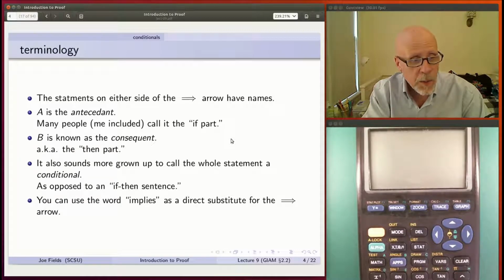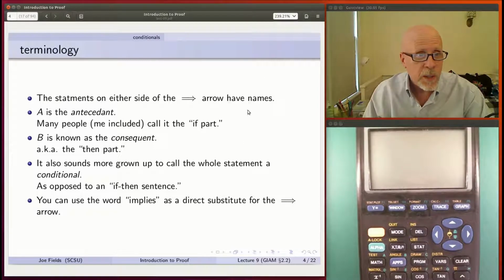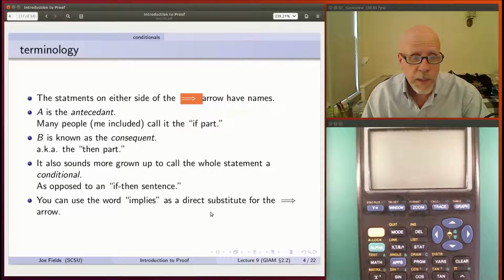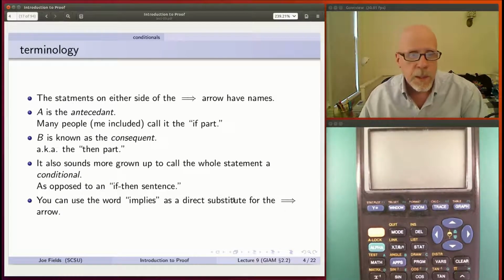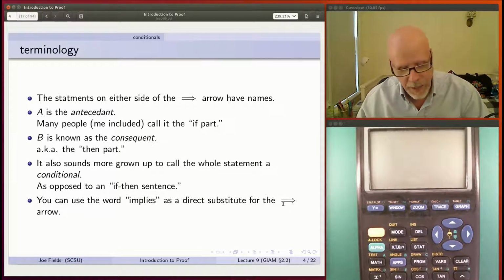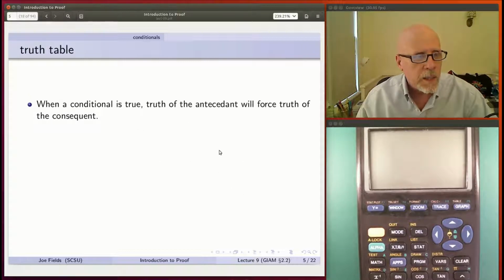I actually slipped and used this word when I first pronounced this arrow up here. I said the implies arrow. Well, the word implies is a direct substitute for the arrow. So if you say, I don't know, if it's raining, there must be clouds in the sky, that would be if raining, then clouds in the sky. But you could just as well say rain implies clouds. All right. So I don't think I need to beat that one too much harder.